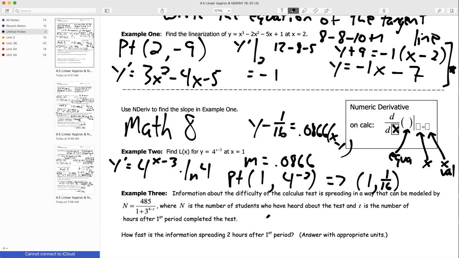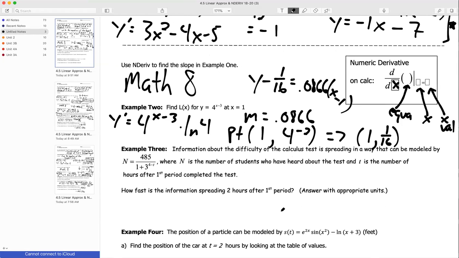Okay. Example 3. Information about the difficulty of the calculus test is spreading in a way that can be modeled by this equation. N is equal to 485 over 1 plus 3 raised to the 4 minus t, where N is the number of students who have heard about the test, and t is the number of hours after first period completed the test. So the question is, how fast is the information spreading 2 hours after first period? Answer with appropriate units.